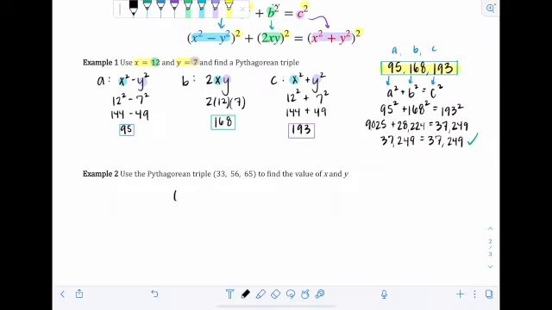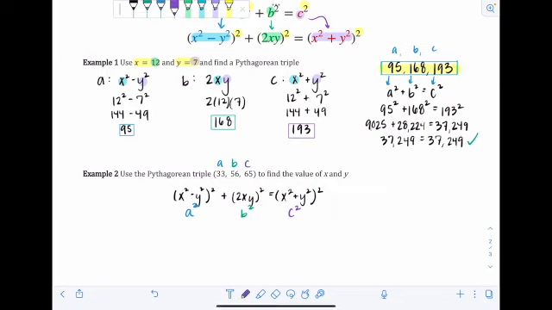Sorry, it'll just take a second. So x squared minus y squared, squared, plus 2xy, squared equals x squared plus y squared, squared. Okay, so we know that this part replaces a, this is my a squared, and then this part replaces b, this is my b squared, and then this is my c squared. And then Pythagorean triples are also written in order like a, b, and c. So this is a, this is b, and then this is c.